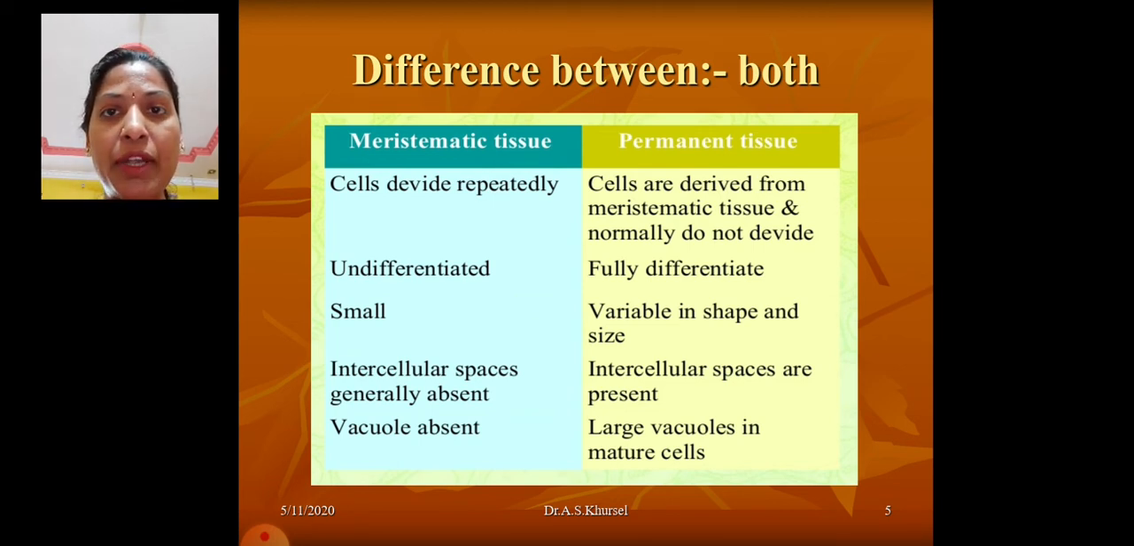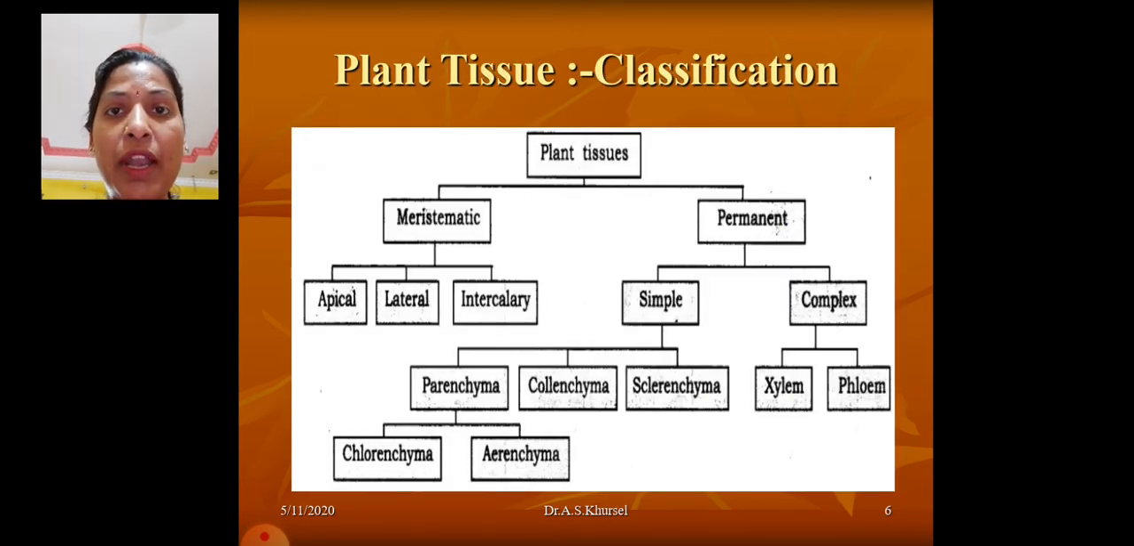In meristematic tissue, all the cells are undifferentiated, they are very small, and they lack intercellular spaces as well as vacuoles. But in permanent tissue, all the cells are fully differentiated, their shapes and sizes vary, and they have intercellular spaces and large vacuoles. Now let's see this chart.